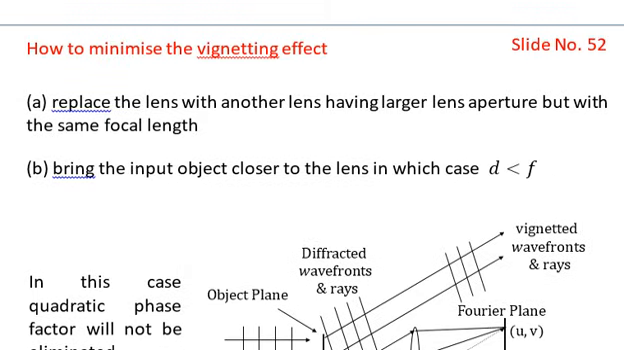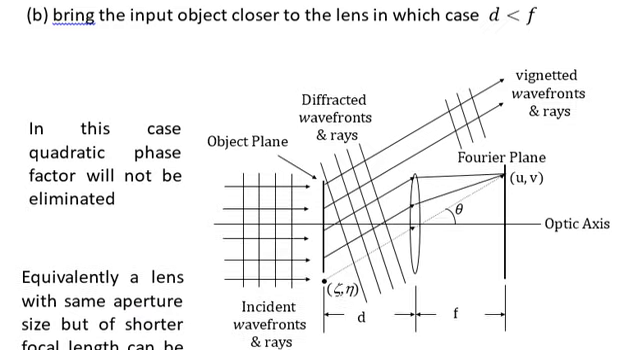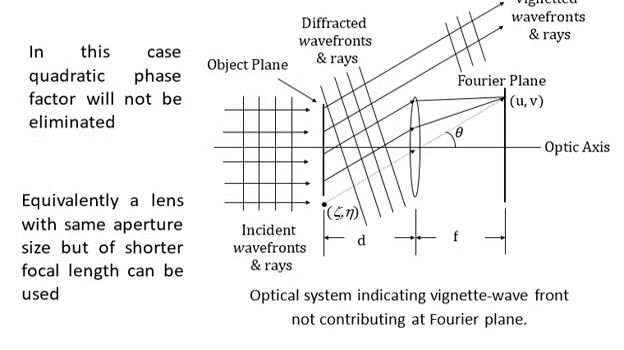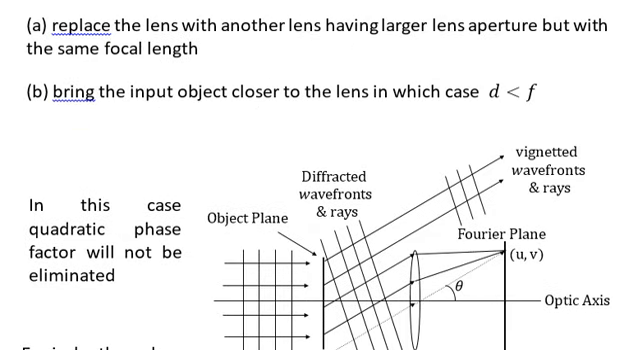The second point is to bring the input object closer to the lens, in which case the object distance d will be less than f. So bring this object closer to the lens, that is reduce the distance d. So this object will become closer to the lens, and the wave front may then be fully captured by this limited size of the aperture. So these are the two possible techniques by which we can minimize the vignetting effect.